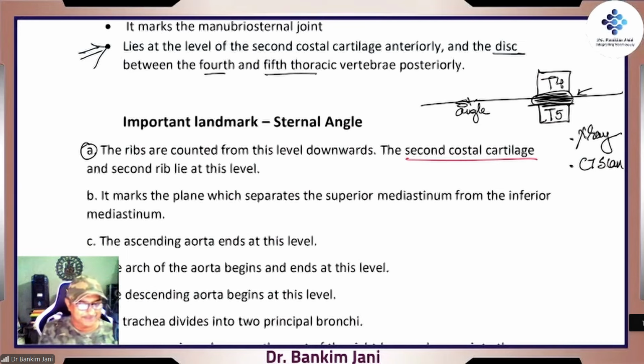So second costal cartilage and second rib, they lie at this level. Okay. Now the second one. It marks the plane which separates the superior mediastinum from the inferior mediastinum.